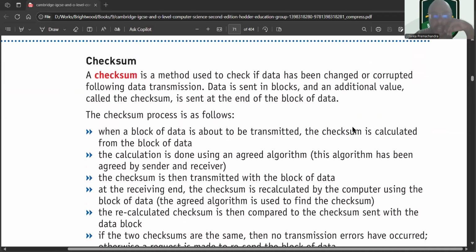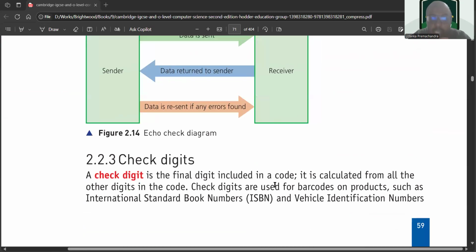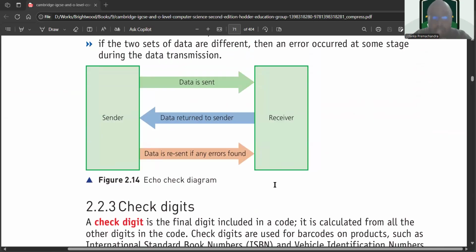When you consider the echo check, did you remember? They share a message, and the receiver sends that message back. If they have the same message, we can take it that there is no issue with the data sent to the receiver. Otherwise, they clarify that issue and send it again. That is the method you have to follow. So like that, there are three main methods.